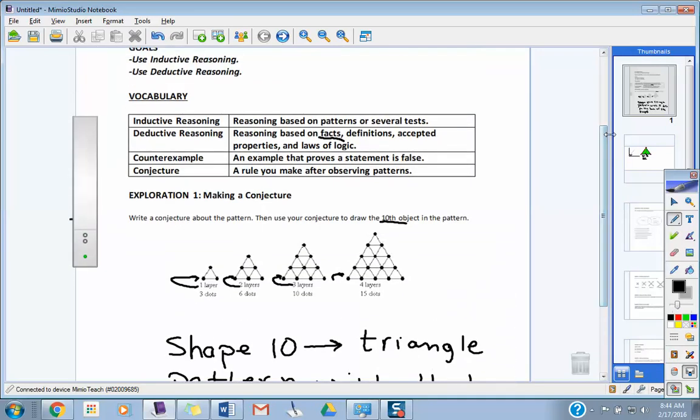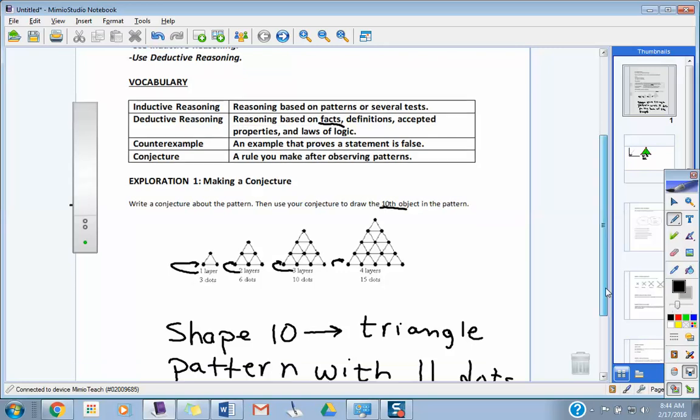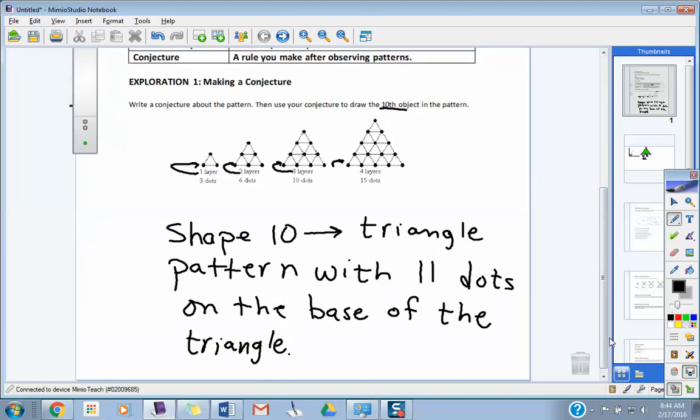by definition, am I doing something that's inductive or something that's deductive? Inductive, because we're basing it on what? What's the word I'm pointing at here? Patterns. We're looking at patterns. Can you observe a pattern in that? So that's some sort of inductive reasoning for us.